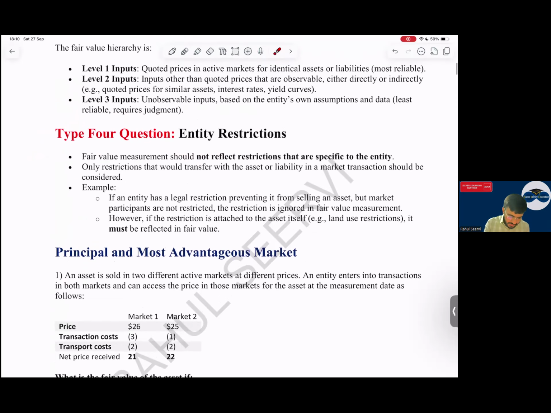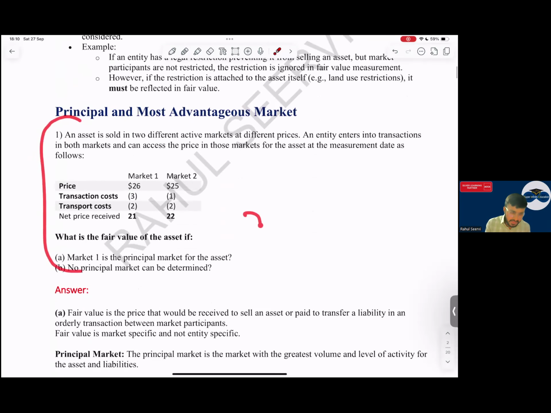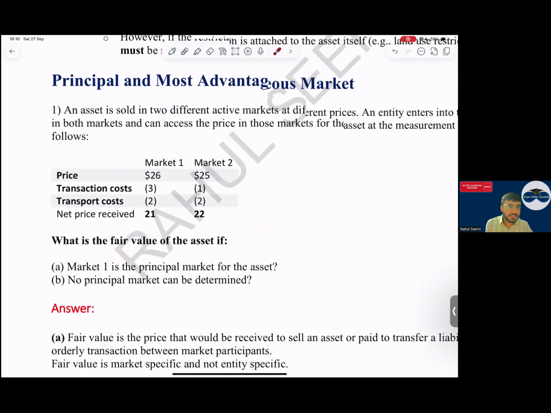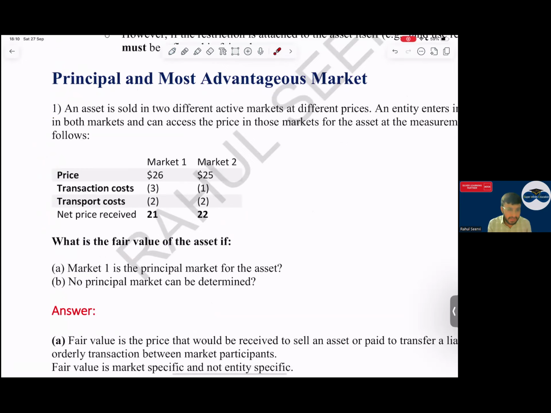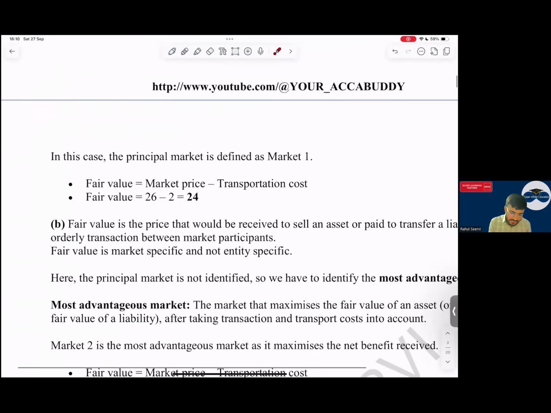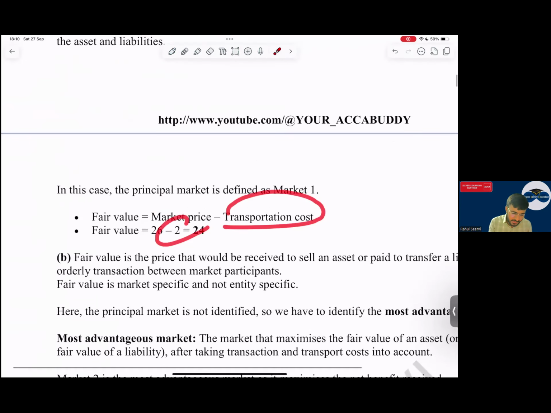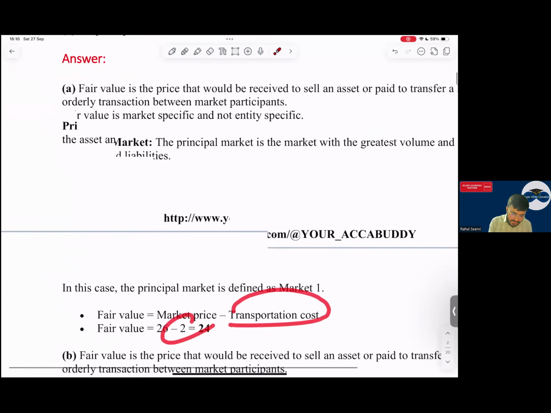So now let's go with it. This is the first question which we have done in a regular class also. We have seen market 1, market 2. Now if market 1 is the principal market, then what will be the fair value? 26 minus transportation cost, not the transaction cost. So in this case, we reduce the transportation cost, that is 2 rupees, and we get the answer as 24.